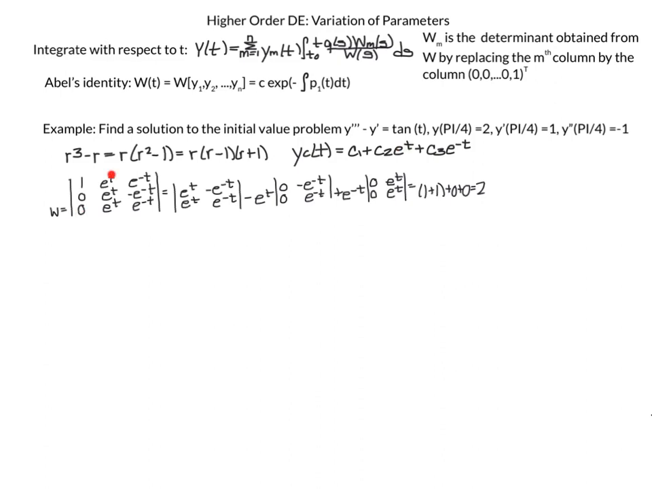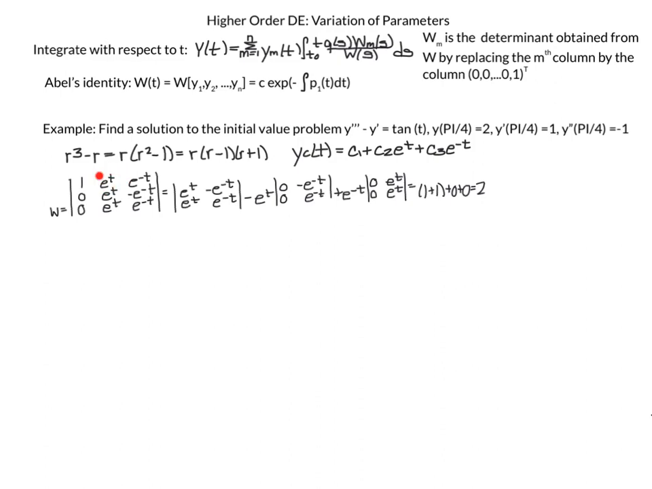Now I have e to the t, its first derivative and second derivative are also e to the t, and finally I have e to the minus t. Its first derivative is minus e to the minus t, and its second derivative is e to the t. Looking at my first row, I have 1 times, eliminating this row and this column, I'm left with this 2 by 2 determinant: e to the t, e to the t, and minus e to the minus t, e to the minus t.